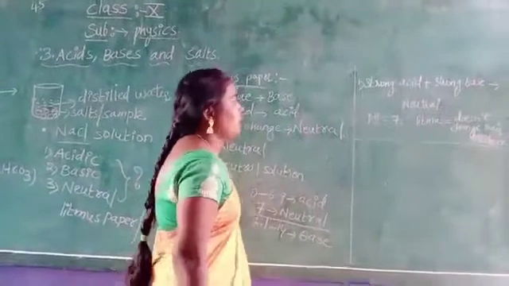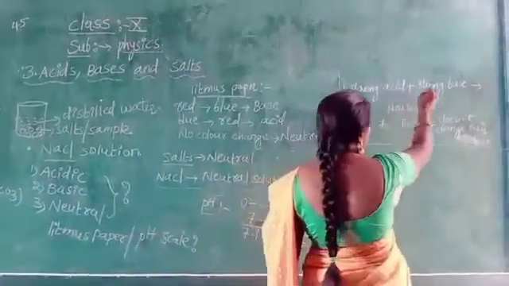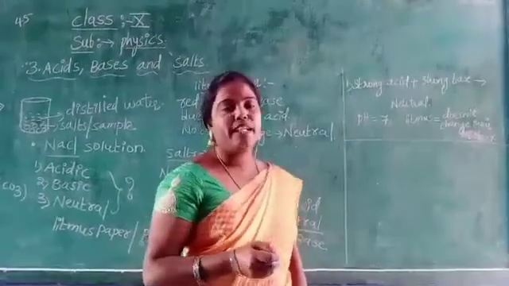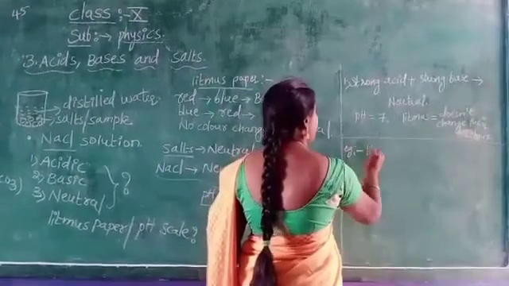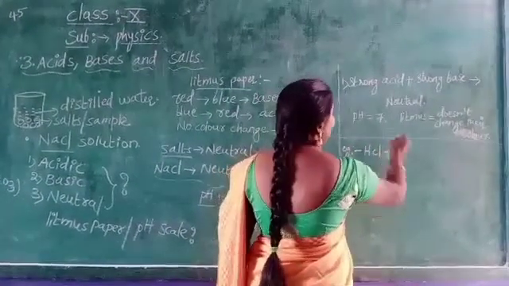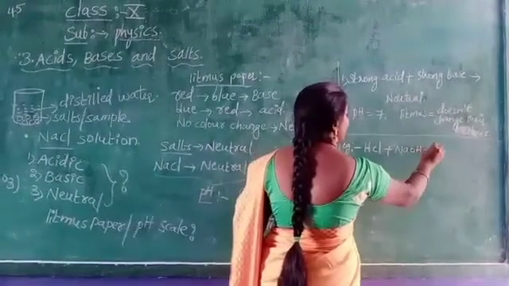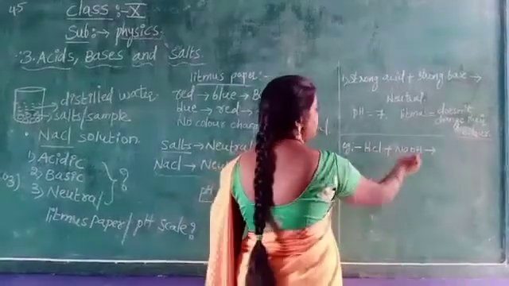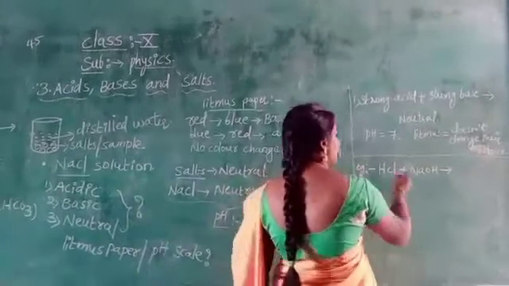What is the first thing? If a strong acid reacts with a strong base, it forms a neutral solution. Tell me, what is the strong acid? HCl. What is the strong base? NaOH. When the strong acid reacts with the strong base, it forms a neutral solution. What is the product here?